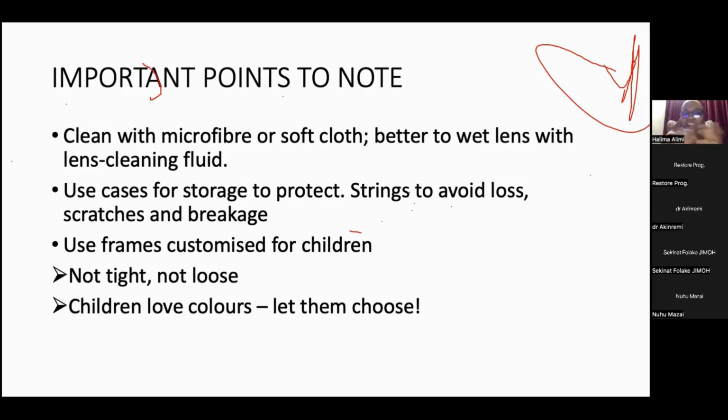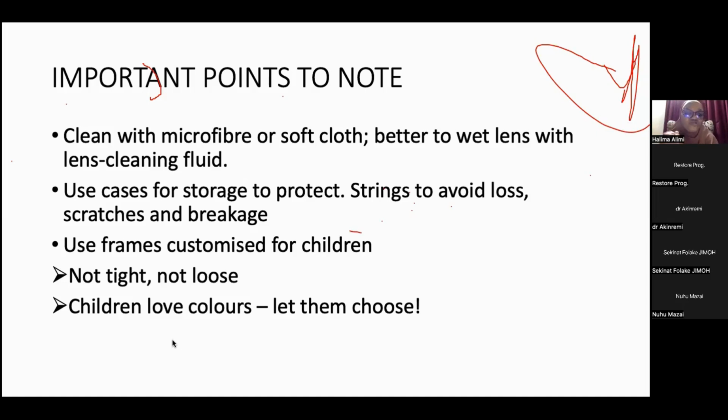Now, use cases for storage to protect glasses. A lot of children lose, and even adults lose, their glasses from not putting them in a case. It gets scratched, it gets broken, it gets stolen. And so you need to use the cases whenever it's not being used. This avoids loss and breakages.